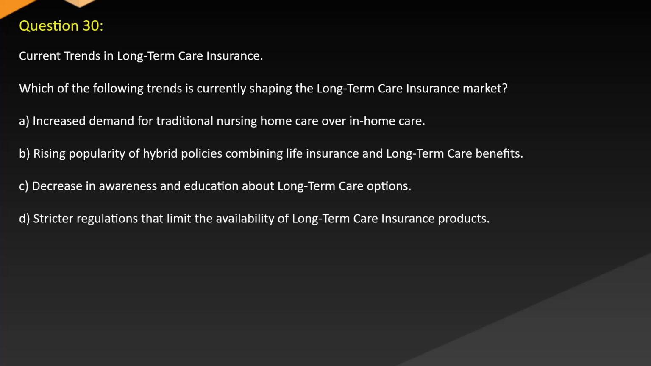Question 30. Current trends in long-term care insurance. Which of the following trends is currently shaping the long-term care insurance market? A. Increased demand for traditional nursing home care over in-home care. B. Rising popularity of hybrid policies combining life insurance and long-term care benefits. C. Decrease in awareness and education about long-term care options. D. Stricter regulations that limit the availability of long-term care insurance products.